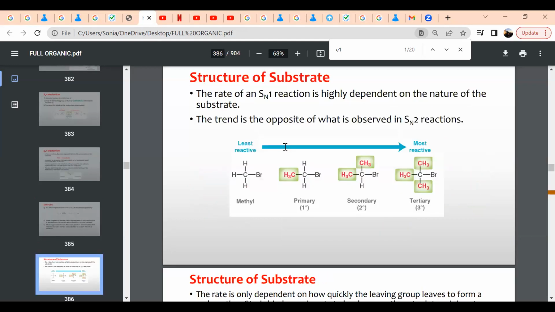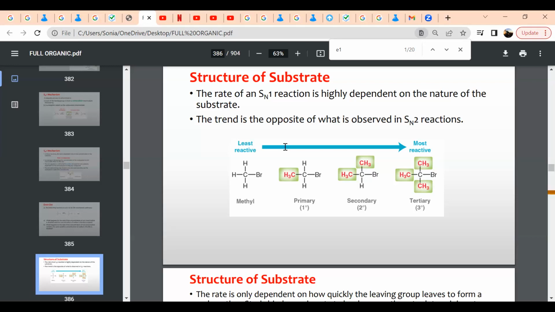So this one is not different from SN2. The tertiary substrates are most reactive, and the order of reactivity changes. The more substituted the carbon is, the more reactive in terms of SN1.